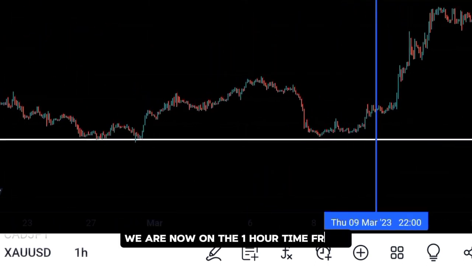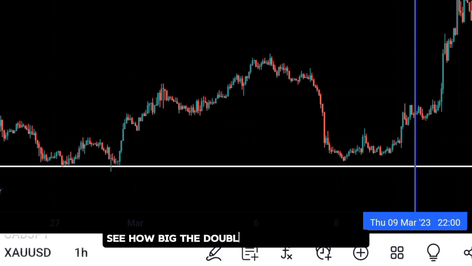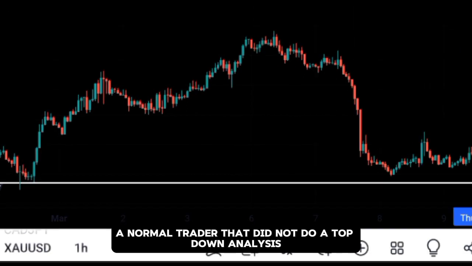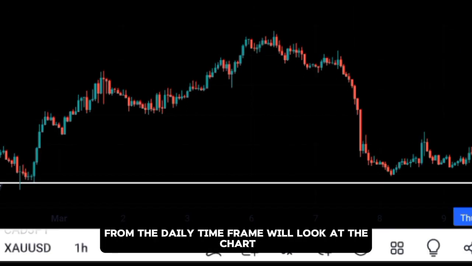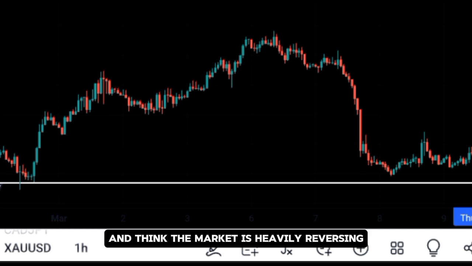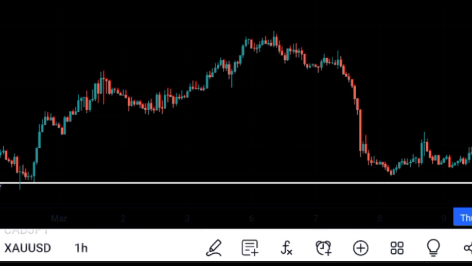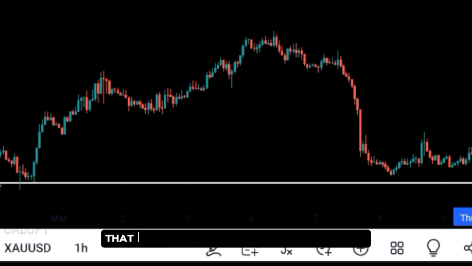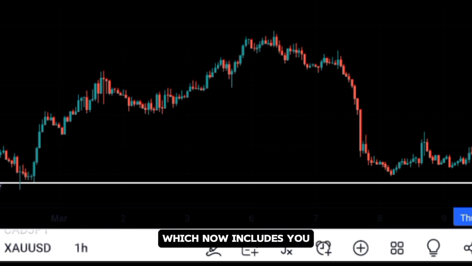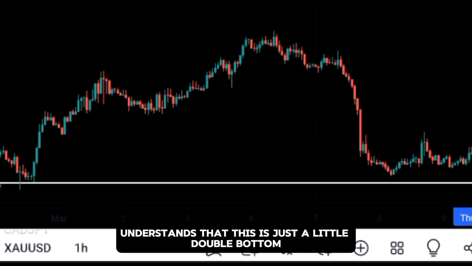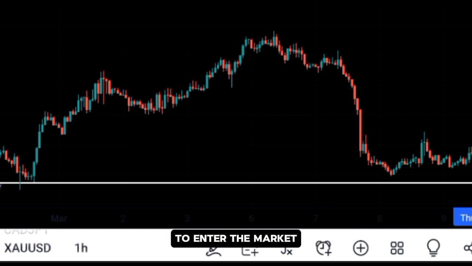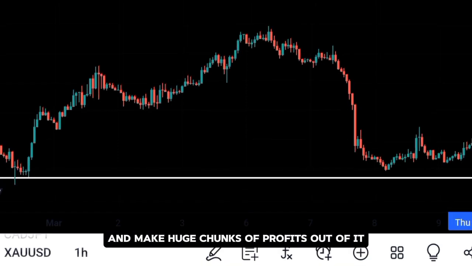We are now on the 1-hour time frame. See how big the double bottom has become. A normal trader that did not do a top-down analysis from the daily time frame will look at the chart and think the market is heavily reversing for a strong downtrend because they don't understand what is happening. But for those traders that know what is happening on the chart, that group of traders, which now includes you, understands that this is just a little double bottom retracement and you are expecting a signal entry to enter the market and make huge chunks of profits out of it.